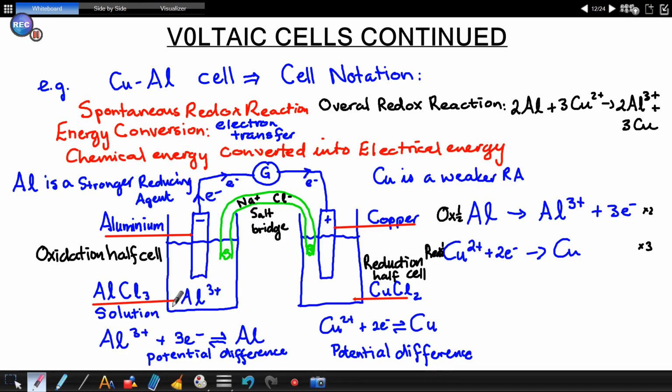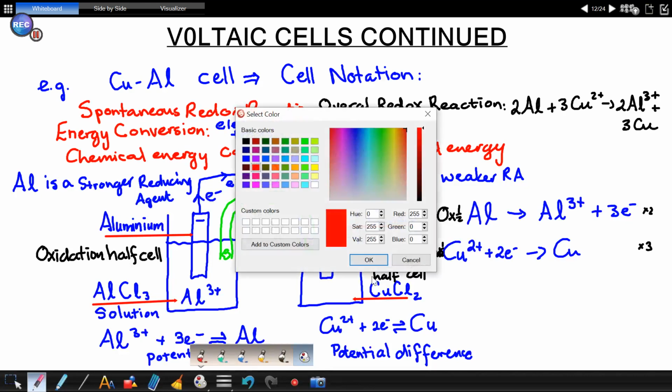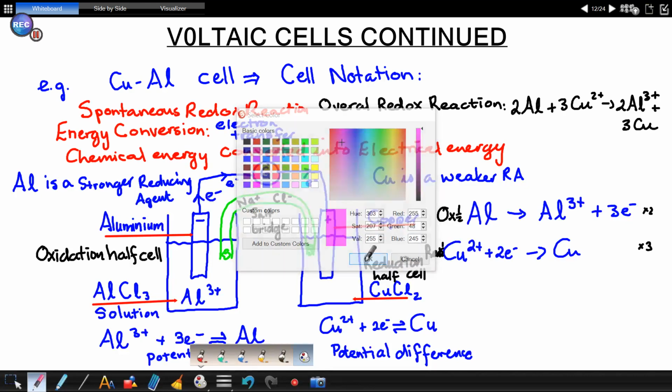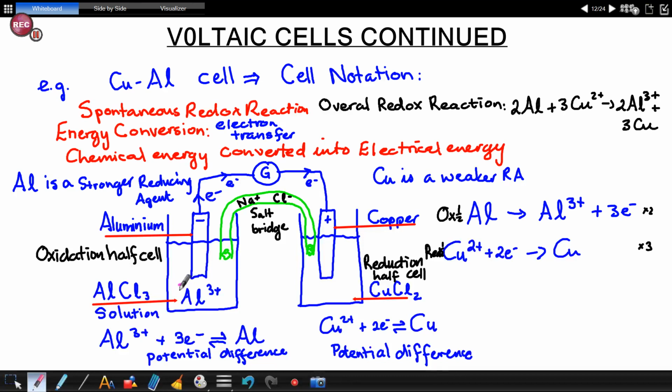Now, what happens to the concentration of aluminium ions in the oxidation half cell? What happens to the concentration of the aluminium ions? Because of oxidation, what is happening to the concentration of aluminium ions? It decreases. Oh, it increases. The aluminium forms aluminium 3+ ions. Aluminium goes into solution as aluminium 3+ ions.